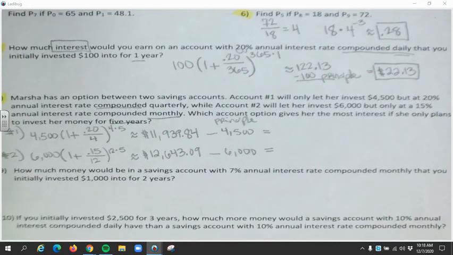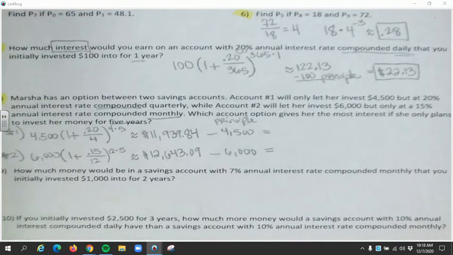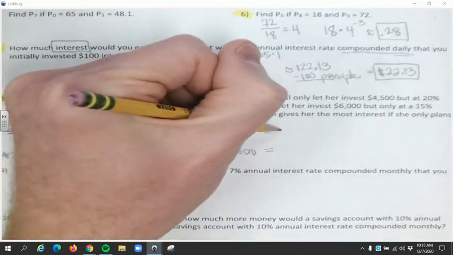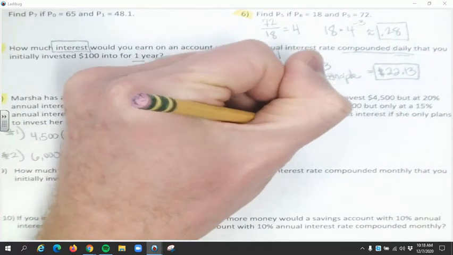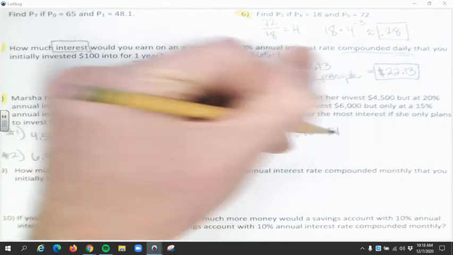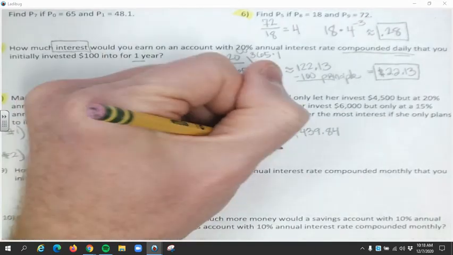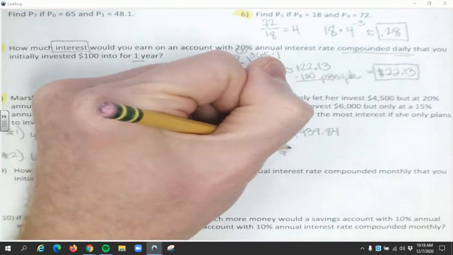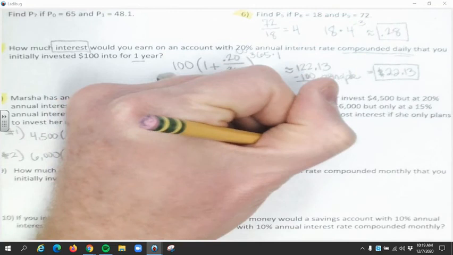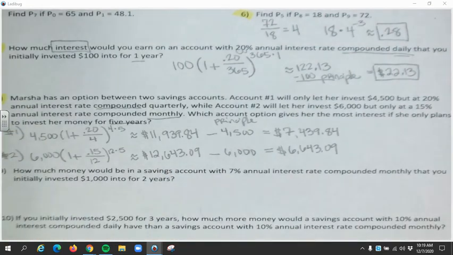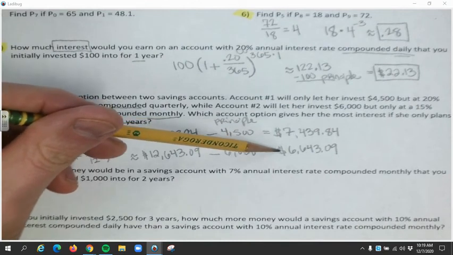So when I take that first number of $11,939.84 and I subtract out the principal of $4,500, I get an answer of $7,439.84. Account number 2, I get $6,643.09. So in other words, she made about $7,000 on account 1. She made about $6,000 in account 2.